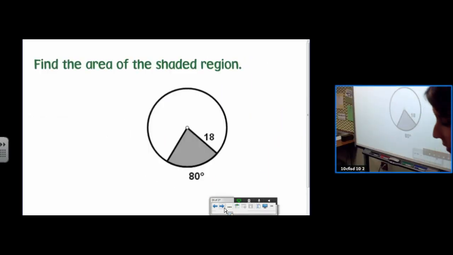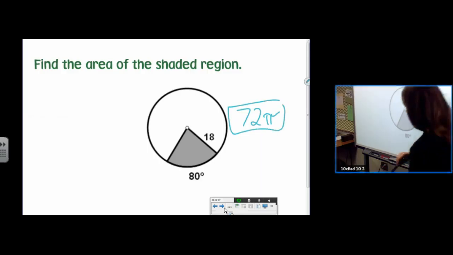Let's do an ASEC one. Let's find the area of the shaded region, the area of the sector. You are going to memorize this. Let's do it. What do we get? 72 pi. That pi is pretty essential. No pi, no credit.